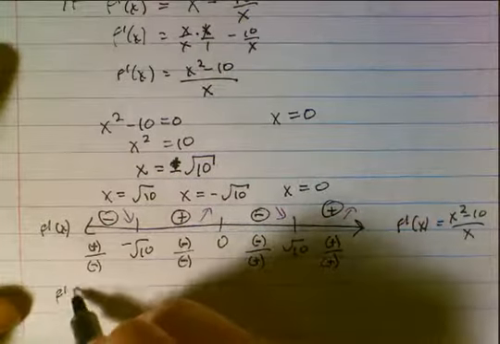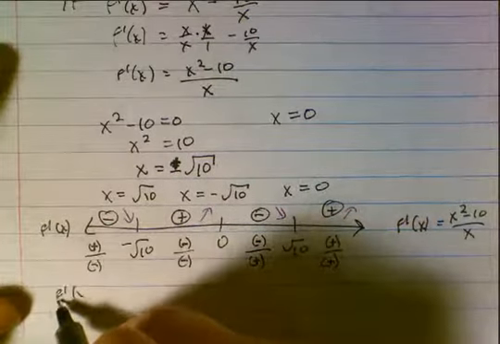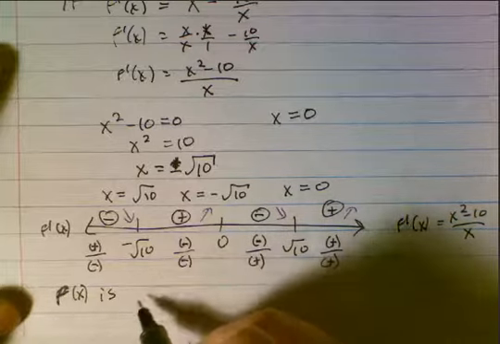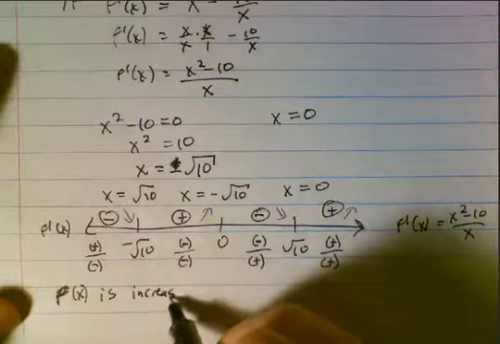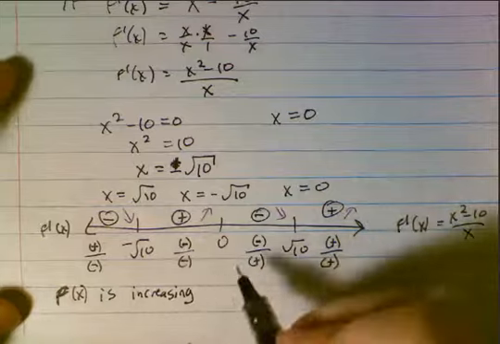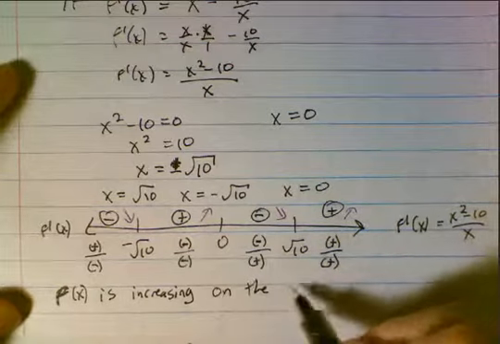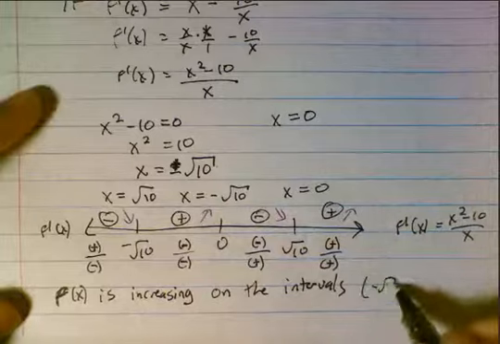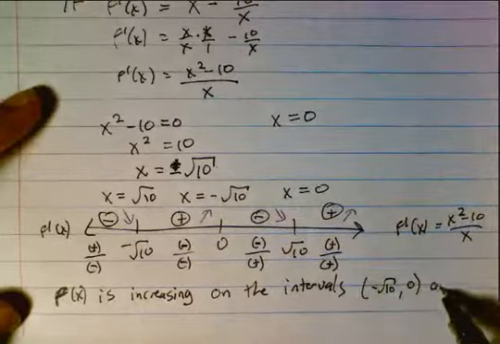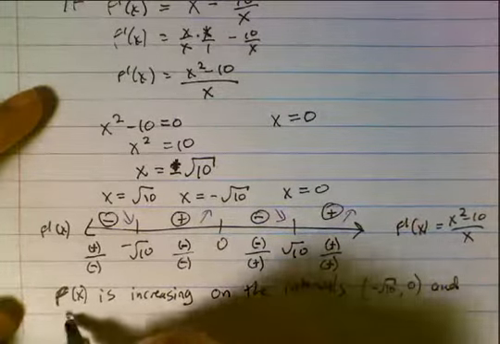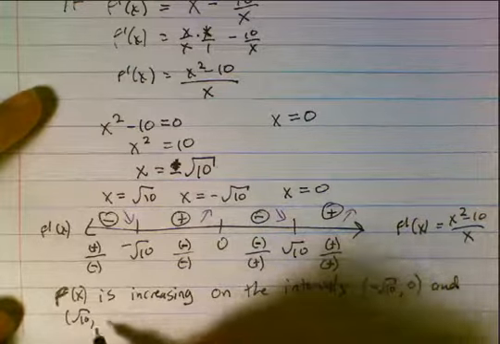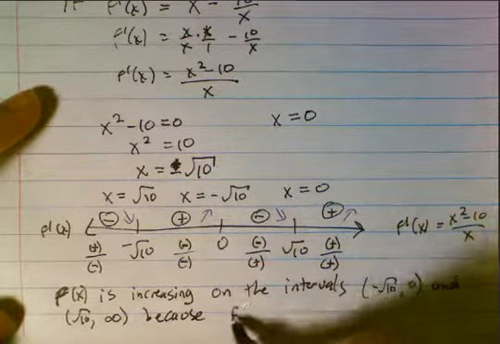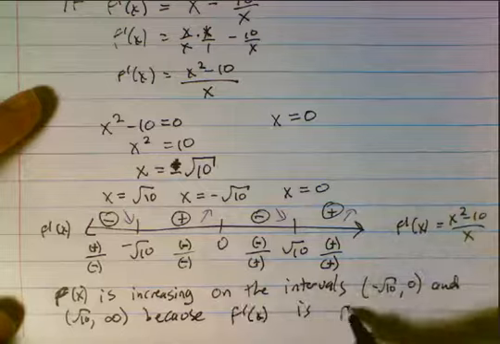So that tells us that f of x is increasing on the intervals negative root 10 to 0 and root 10 to infinity, because f prime of x is positive.